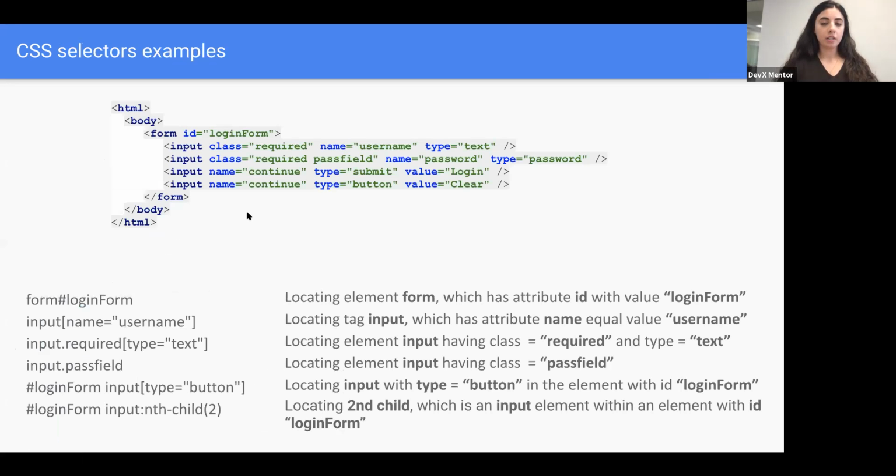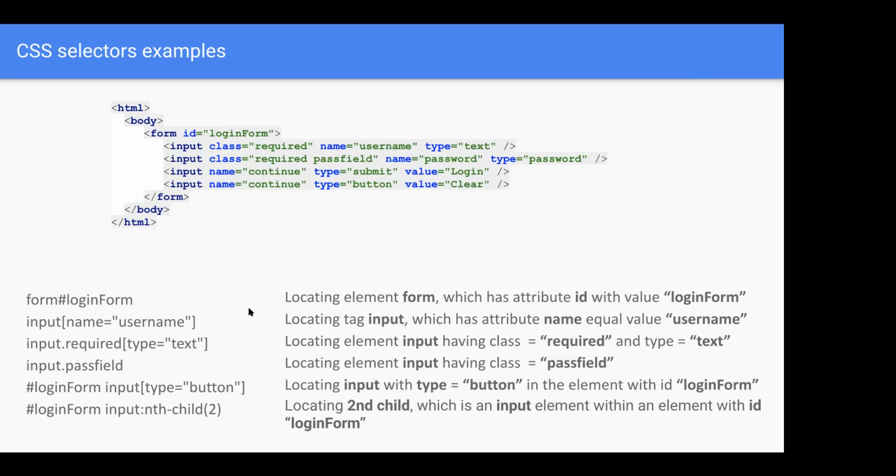So we have also here some examples. This is going to be locating element form, which has attribute ID with value login form. The next one is locating tag input, which has attribute name equals value username. Okay, this one there. Yeah, sorry.